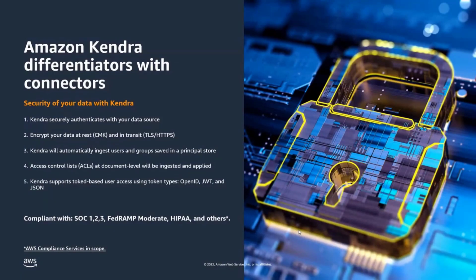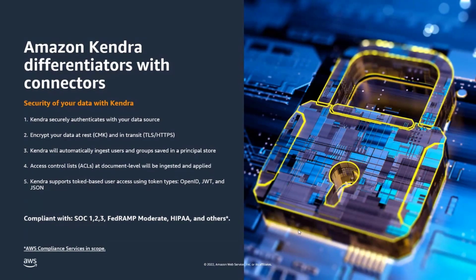And lastly, when it comes to differentiators to connectors, security is always important in Job Zero here at AWS. AWS has a shared responsibility model where we are responsible for security of the cloud, and our customers are responsible for security within the cloud. To help make sure our customers have the best options available to secure their information within the cloud, here are just some examples of ways that Amazon Kendra can help. First, Amazon Kendra will securely authenticate with each one of the data sources that you select. Each data source will have its own options and authentication methods for Amazon Kendra. We'll be going through some examples later in this presentation.